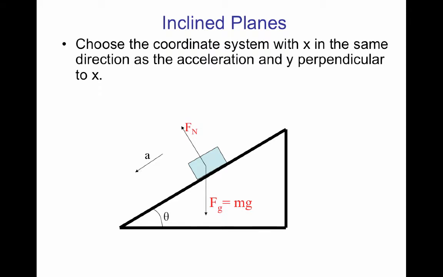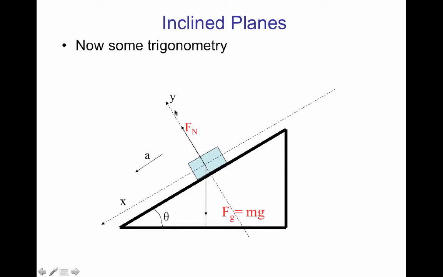We're going to choose a coordinate system with x in the same direction as the acceleration. Just makes life much easier. And y obviously has to be perpendicular to the x-axis. So here we see our x direction down the ramp, parallel to acceleration, and the y is pointing perpendicular to x, which is also perpendicular to the surface of the ramp.